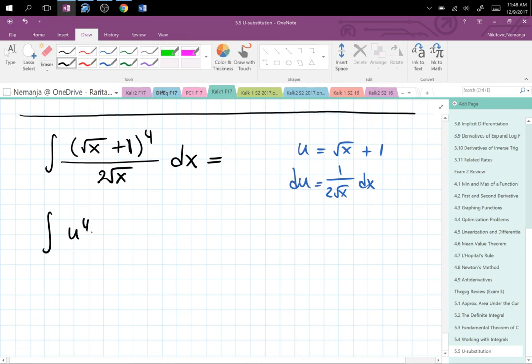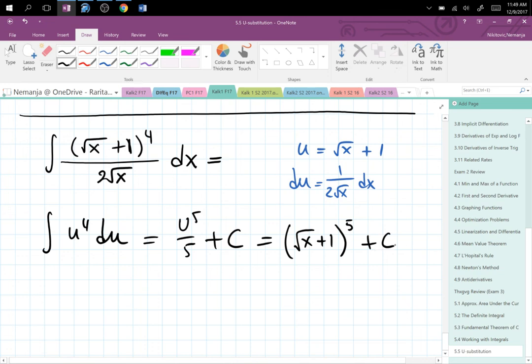So this is just u to the 4 du. Look, this is beautiful, right? The whole crazy, insane thing up there compresses into u to the 4. So we have square root of x plus 1, everything raised to the 5th power, divided by 5, plus c, and problem solved.